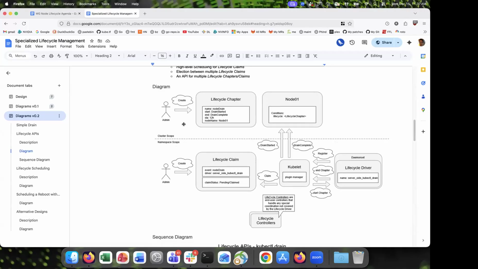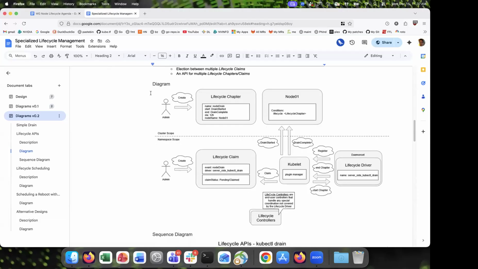Pretty much what you'd see is an admin would create this thing I call a lifecycle chapter, and what you'll have inside of this thing is your intention. It'll be a specification of a complete lifecycle transition, so a start to an end, over a time period and in a defined location. So it's effectively our desired state for some sort of life cycle that we want to occur, in this case, on a node, and needs to occur within 12 hours. So you declare that intention.